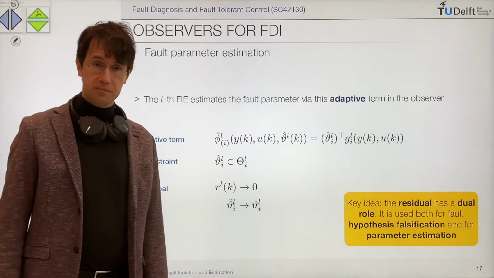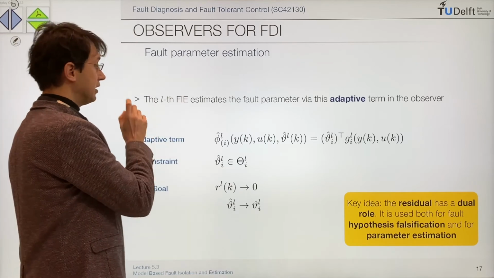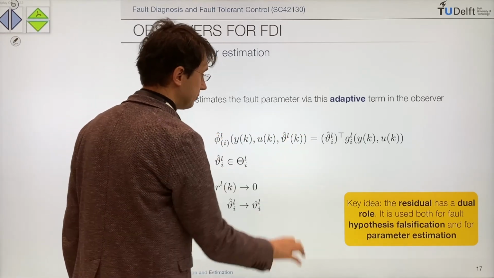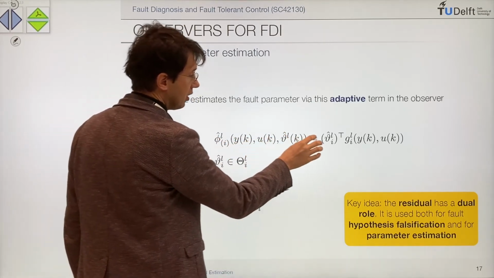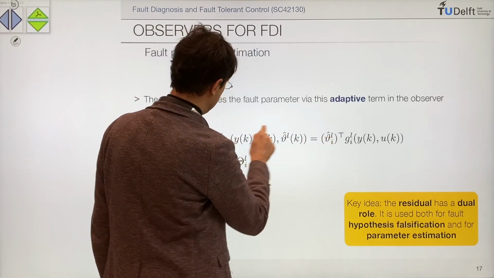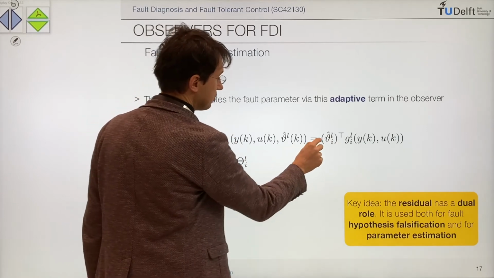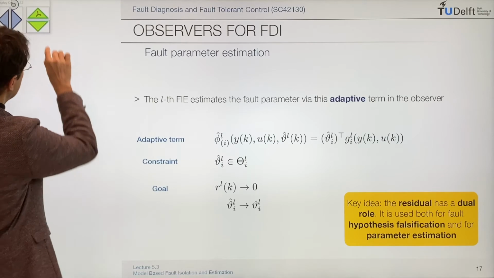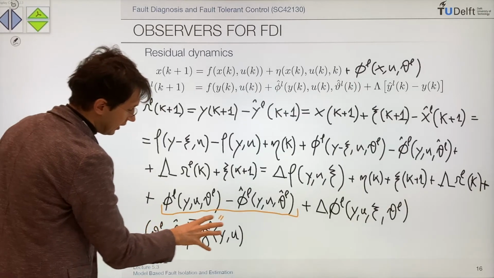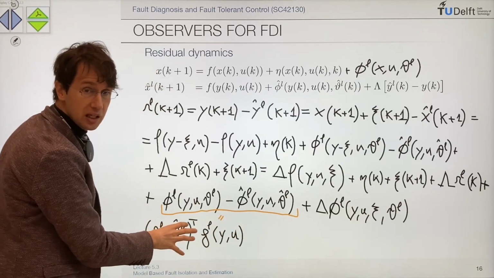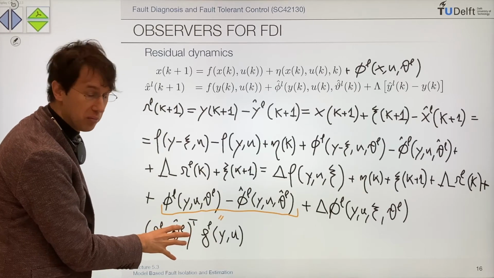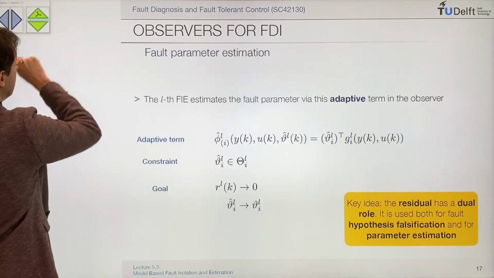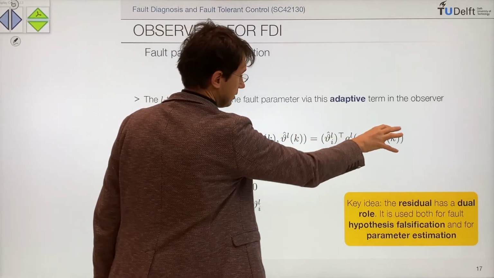Because indeed, what we have in the observer, in the FIE estimator, is this adaptive term. We write it again. One thing, actually, for the component i, it is true that you expand it with this product. So what I have written here is a simplification. So this is actually only correct for one component. But please forgive me for this simplification in notation. Just remember that actually it is this.